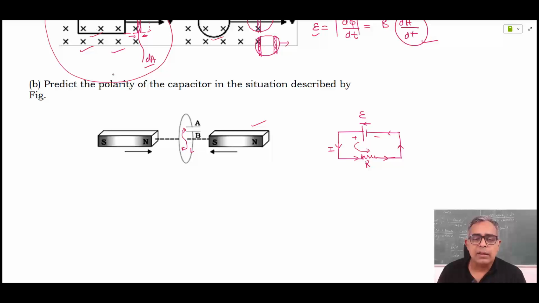Now, as the current we are expecting to be in this direction as per Lenz's law, the EMF that will get induced in the loop, this loop in itself is acting like a source of EMF, and in the source of EMF the direction of current is from the lower potential terminal to the higher potential terminal. So the polarity of plate B will be negative and the polarity of plate A will be positive, right?